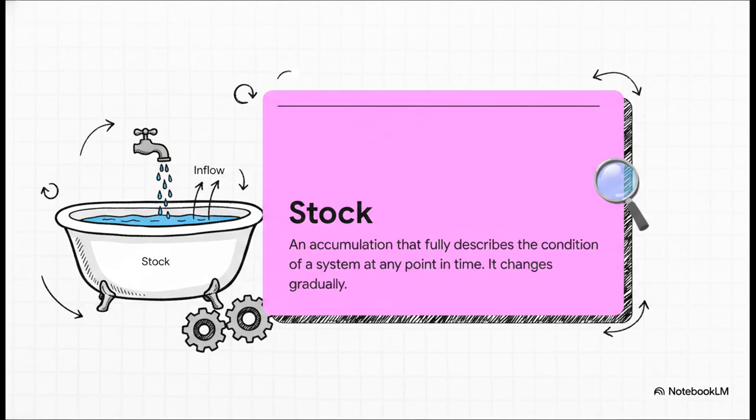And this is so important because stocks are what give a system its inertia. It takes time to fill that tub, and it takes time to empty it. You can't just snap your fingers and change the water level. That gradual change is a key property of stocks.